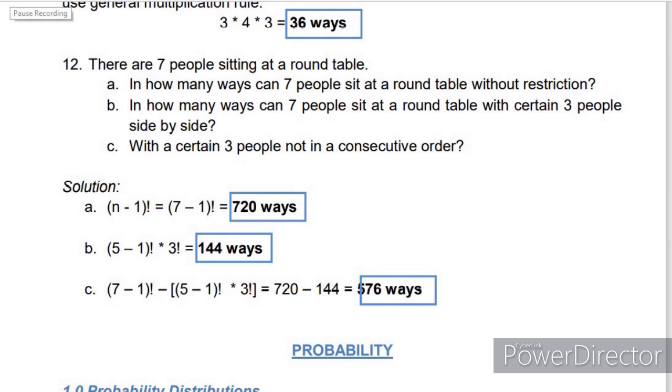So how do we get 5? Okay, again, we can use our general formula. So n minus r plus 1. Okay, so 7 minus 3 is equal to 4 plus 1 is 5. Or you can use the grouping solution, but our general formula is simpler. That is why our n here is 5. So we will just multiply the factorial of the quantity 5 minus 1 and the factorial of 3. So it is equal to 144 ways.